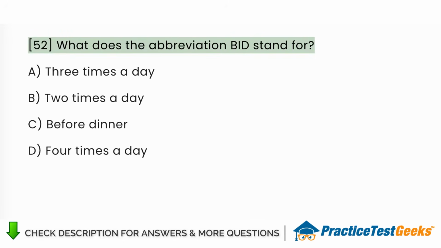What does the abbreviation BID stand for? A. 3 times a day. B. 2 times a day. C. Before dinner. D. 4 times a day.